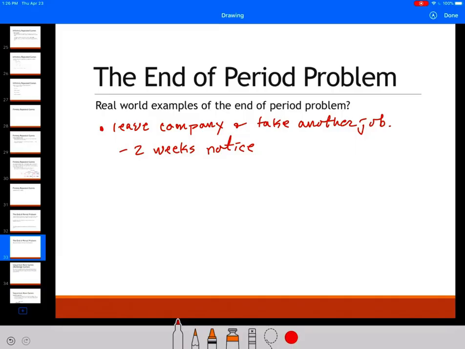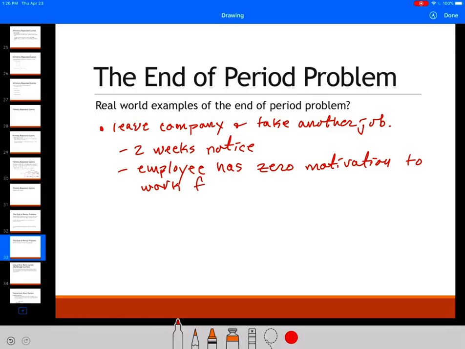So that's an example of the end of period problem. I know the end is 2 weeks away, and I have zero motivation to work hard the rest of those 2 weeks, so I behave as if I would on the last day of work. So the employee has zero motivation to work for those 2 weeks.